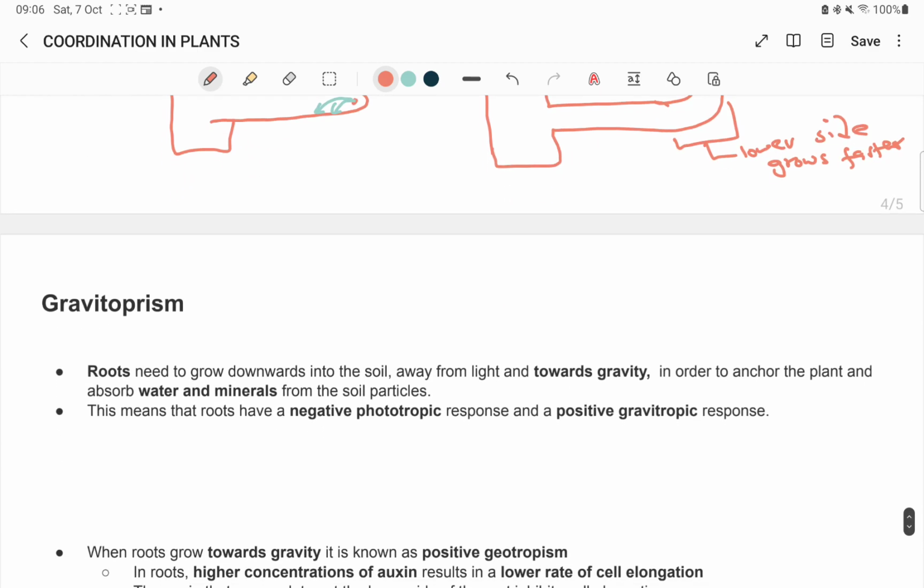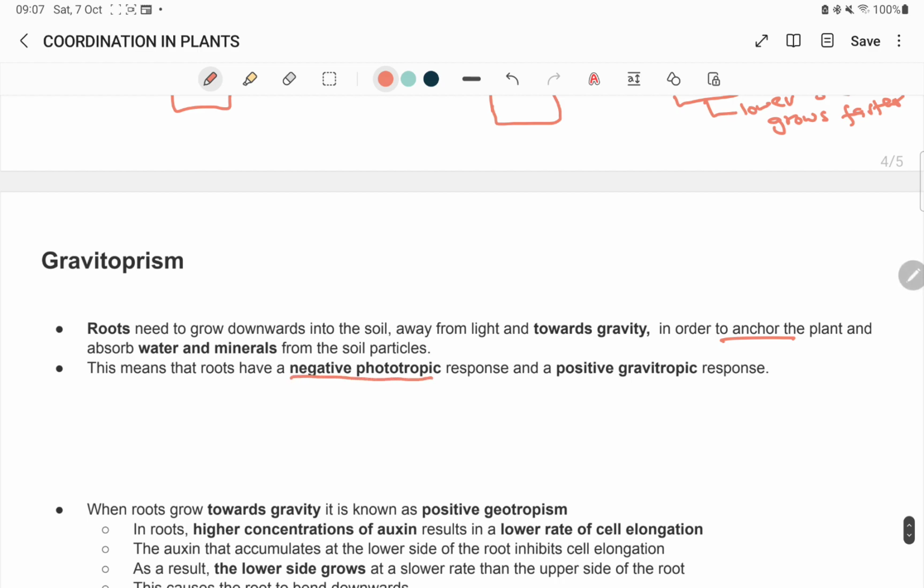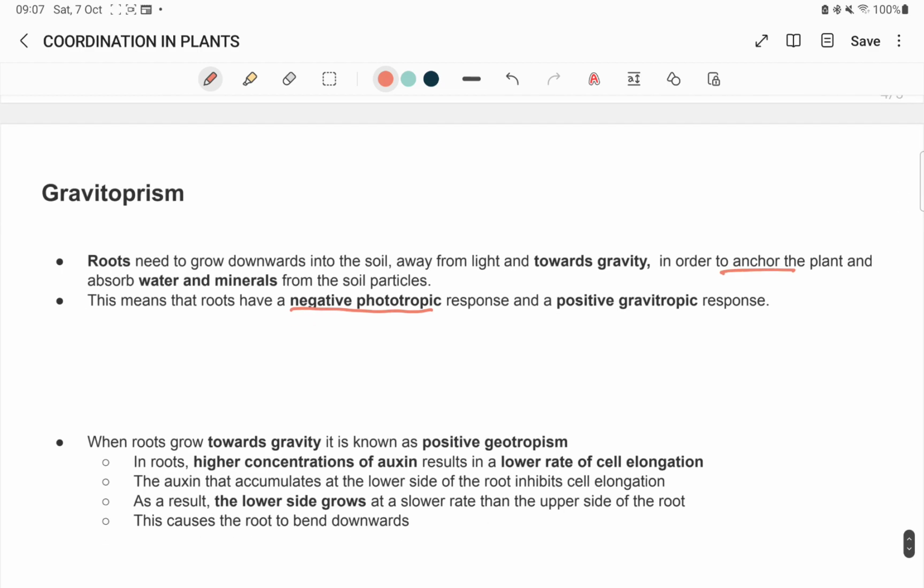Another one is gravitropism, or also known as geotropism. Roots need to grow downwards, and this is to provide an anchor for the plant, holding the plant in place, and also for absorption of water and mineral ions. This means that the roots will have negative phototropism and positive geotropism. So the root will always grow downwards.